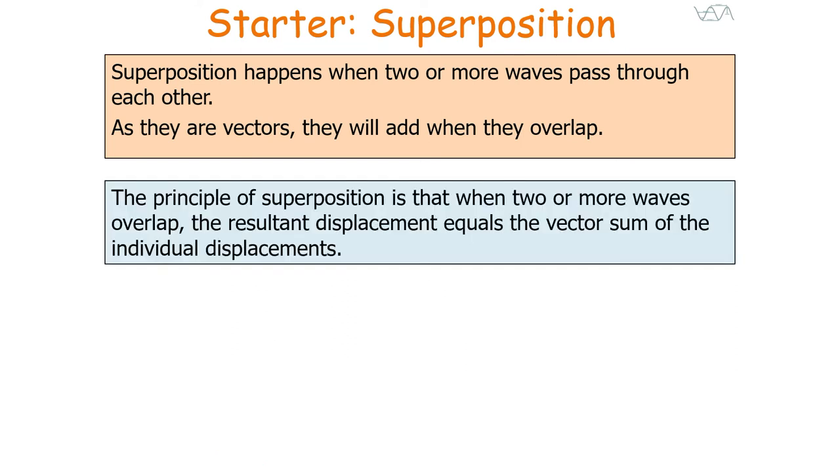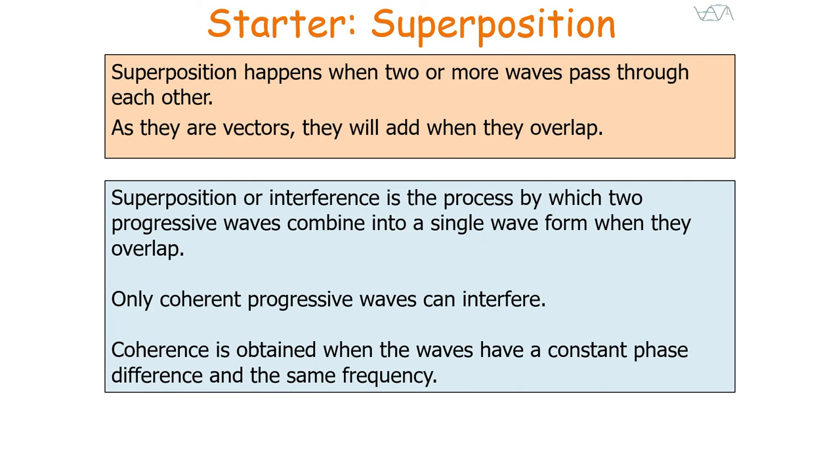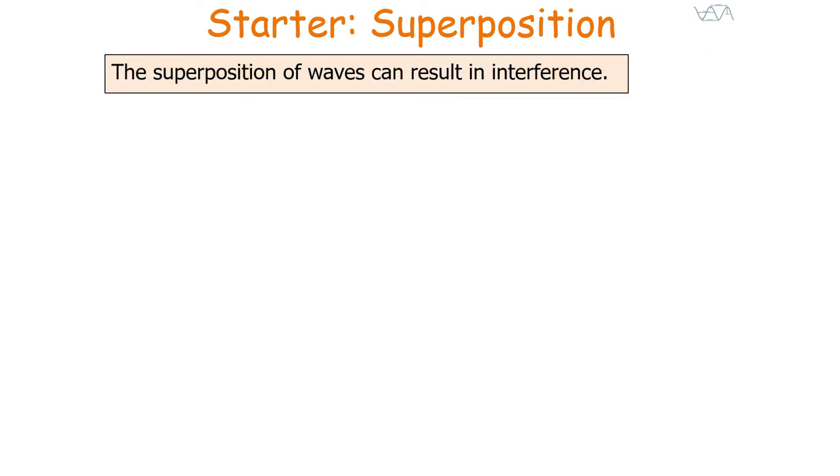Now, the principle of superposition is that when two or more waves overlap, the resultant displacement equals the vector sum of the individual displacements of each wave. Now, only coherent progressive waves can interfere. Coherency between waves is obtained when the waves have a constant phase difference and the same frequency. So the superposition of waves can result in interference.